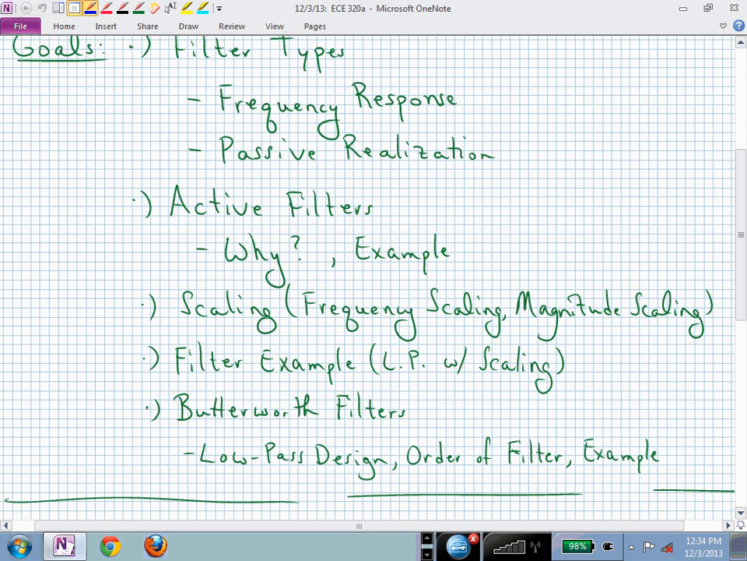But maybe somebody has this big box of certain parameters that they need to use. You can do this scaling to accomplish that. Then we'll go through a filter example illustrating that with a low-pass filter.